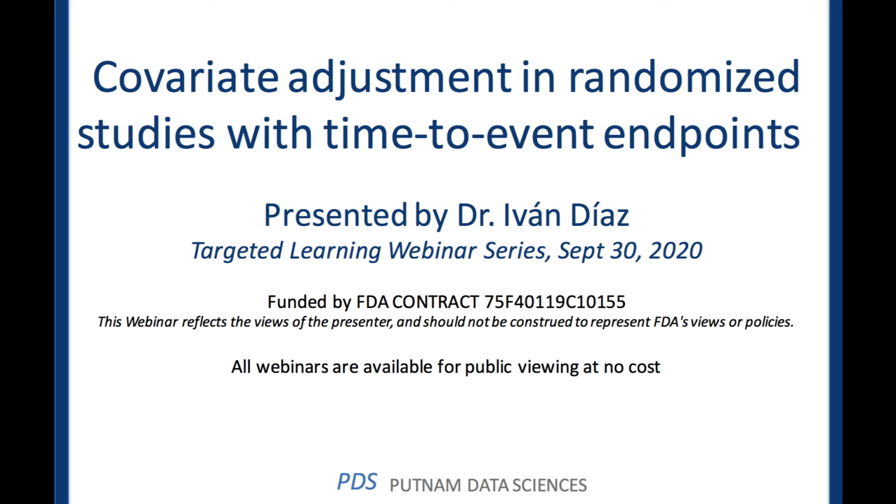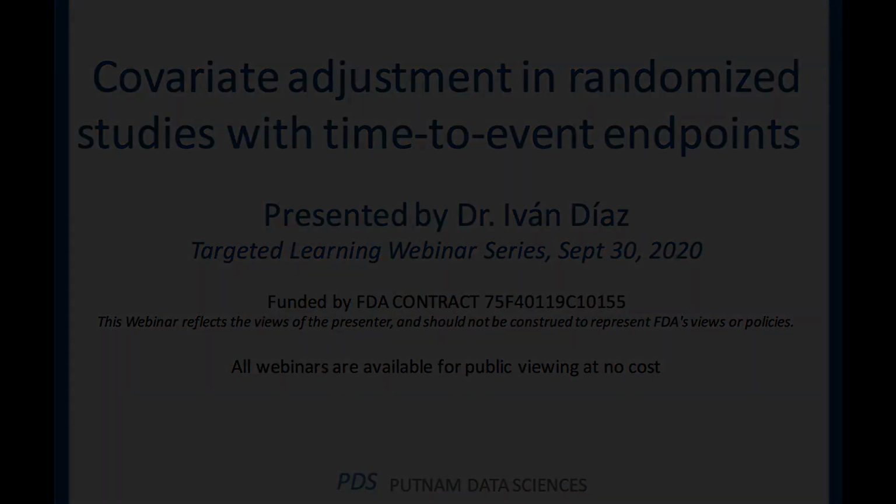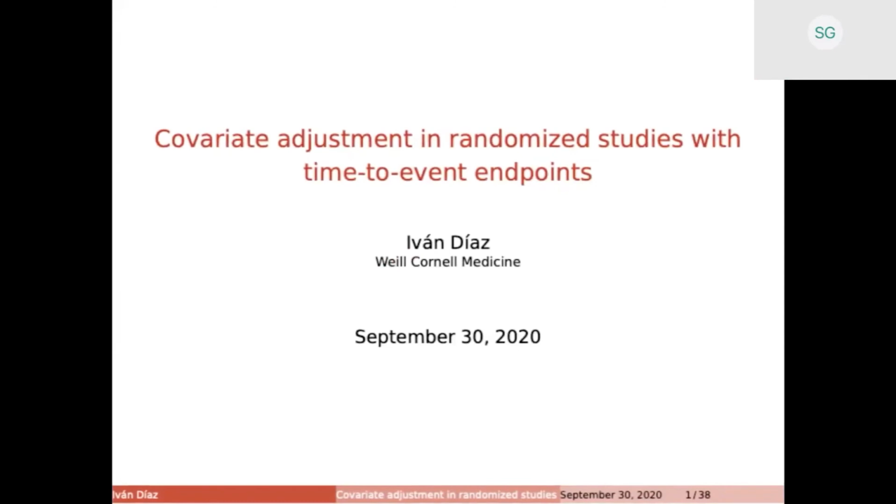Today's speaker is Dr. Iván Díaz from the Weill Cornell School of Medicine. He is Assistant Professor of Biostatistics, working on methods for statistical learning and causal inference from observational and randomized studies with complex designs and data sets. And this work is at the intersection of statistical machine learning and optimal estimation in nonparametric models.